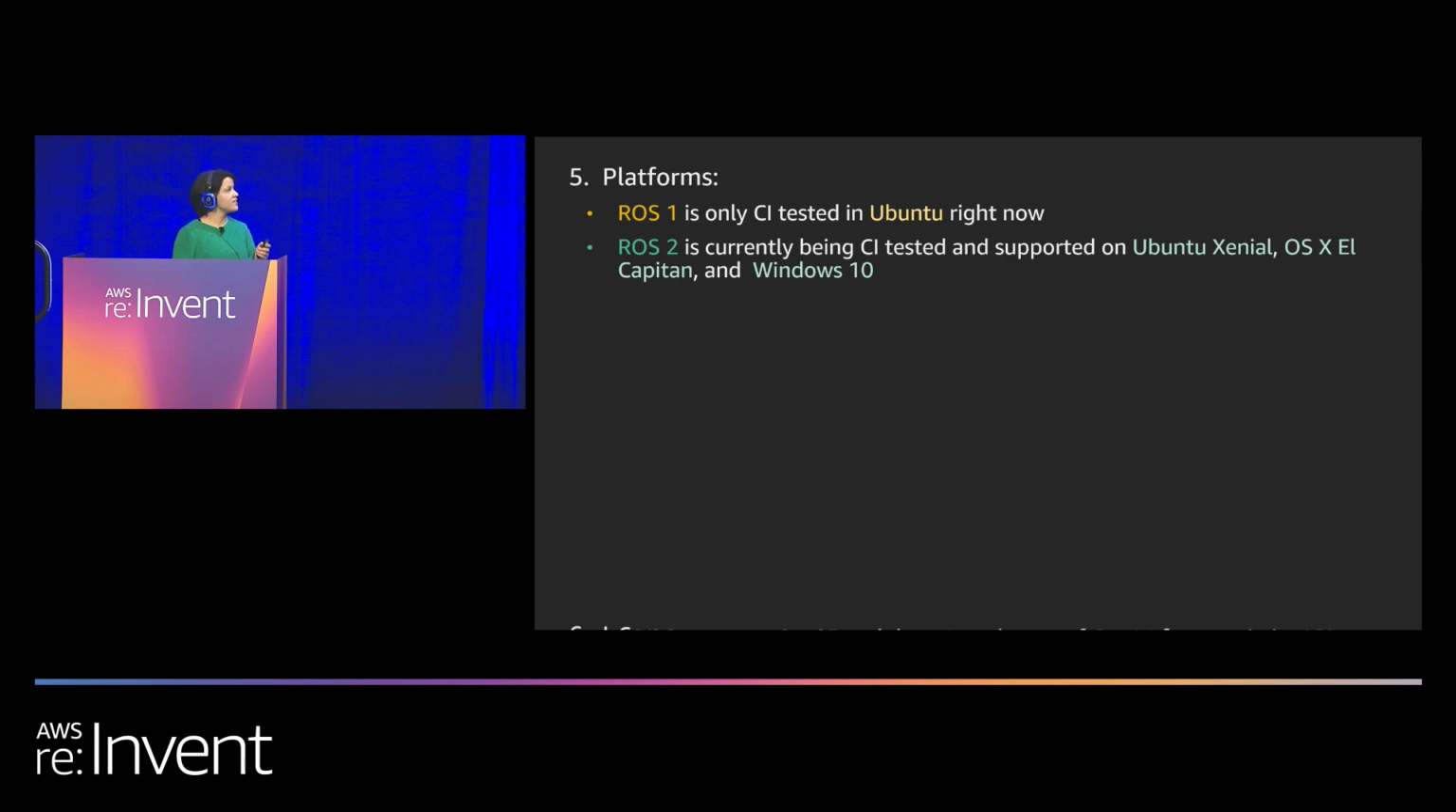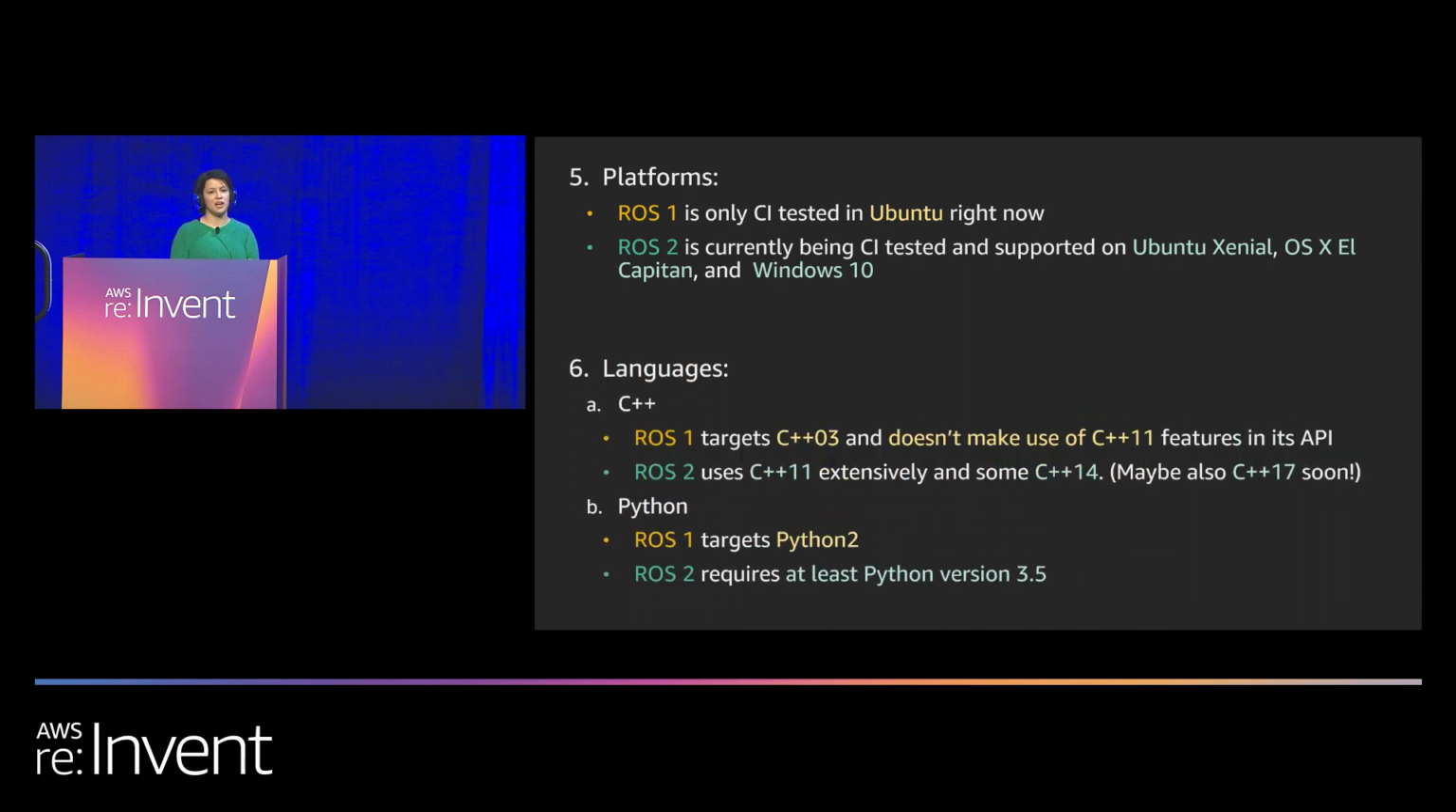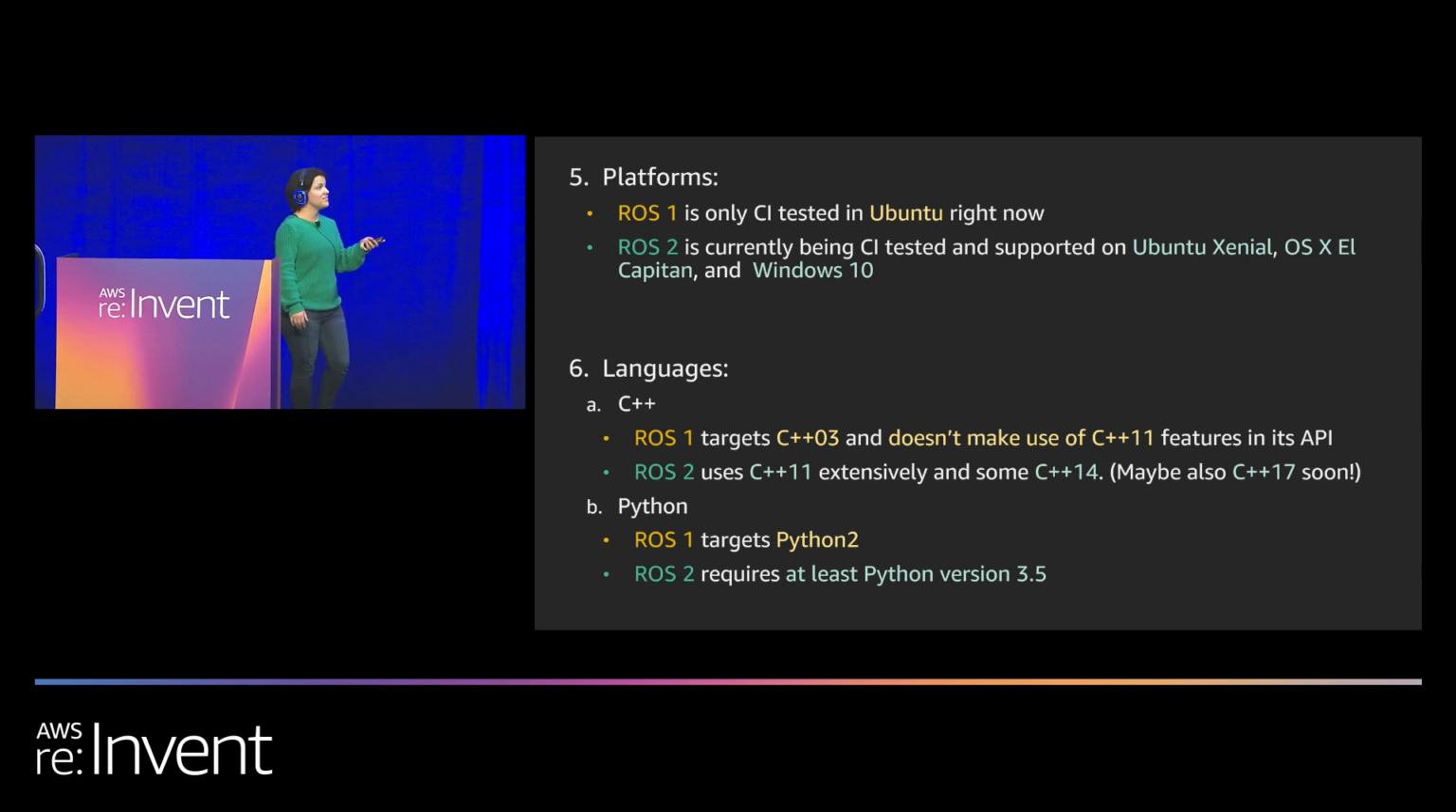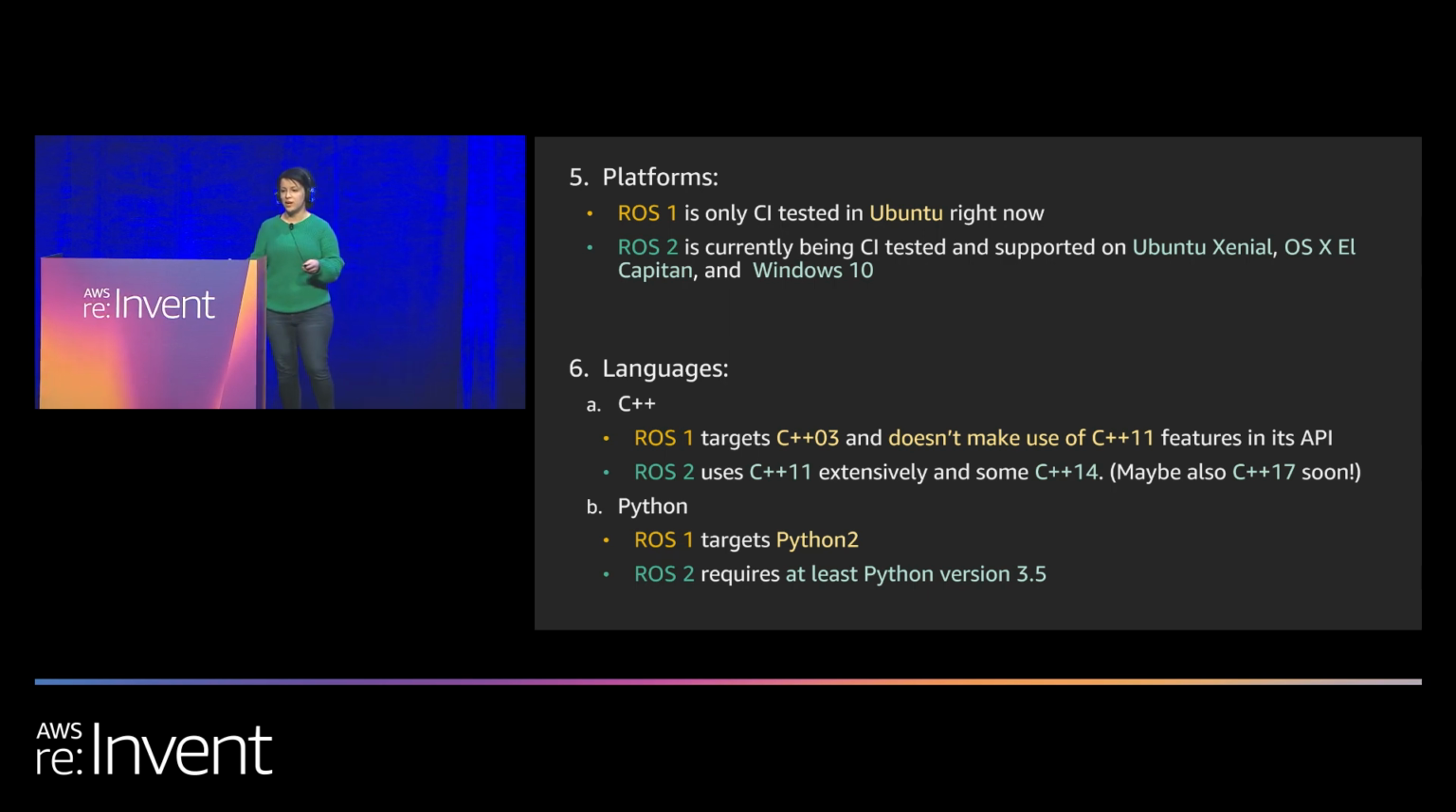There's another cool thing that has changed, platform and language support. I'm really excited about this. So ROS1, up until now, most people were used to having to set up their Ubuntu development environment, but ROS2 is currently being tested, so it can be supported on a whole bunch of different platforms. You don't have to just rely on Ubuntu. So it's going to be really exciting, as you can imagine.